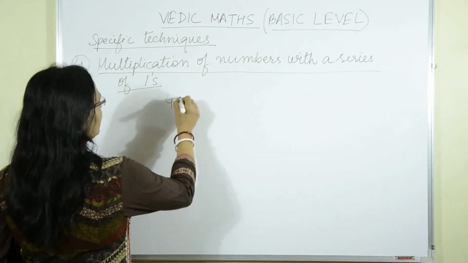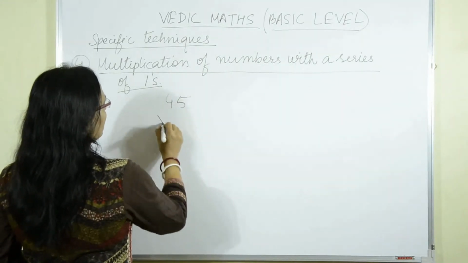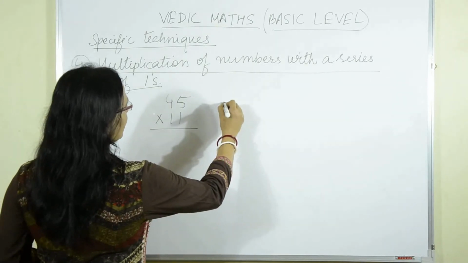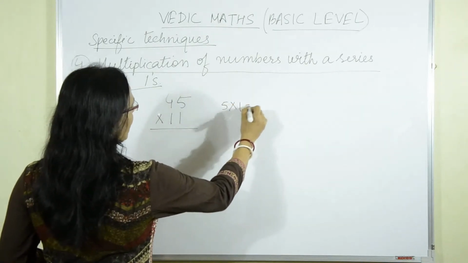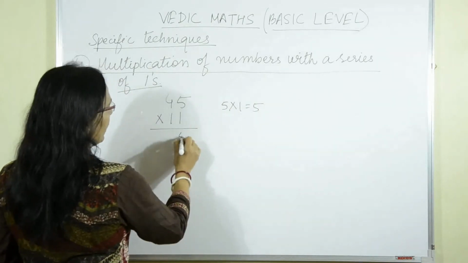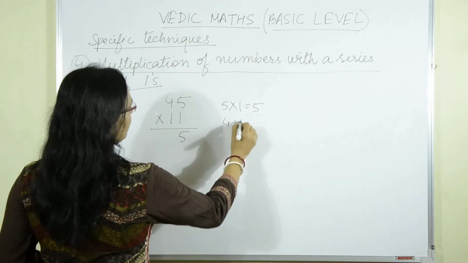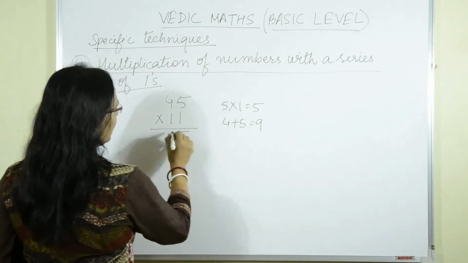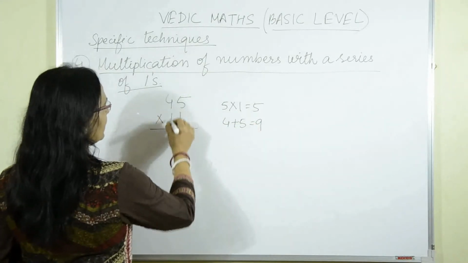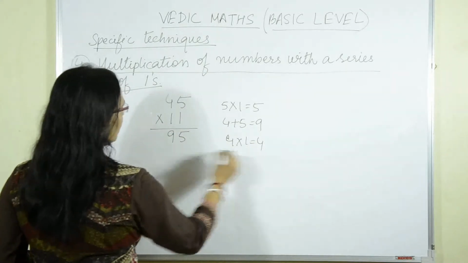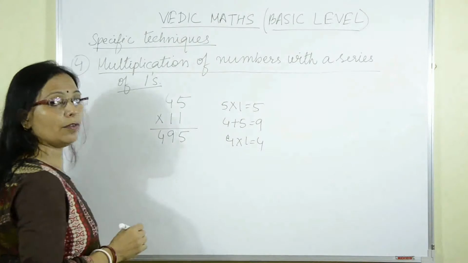So first I will do with 2 digits, 45 into 11, say. So how do we do? First we write 5 into 1, that becomes 5. We write 5 here. The second part, we add these two numbers here, 4 plus 5. 4 plus 5 is 9, that is what we write here. And the third one is again 4 into 1. 4 into 1 is 4. This is how we write.